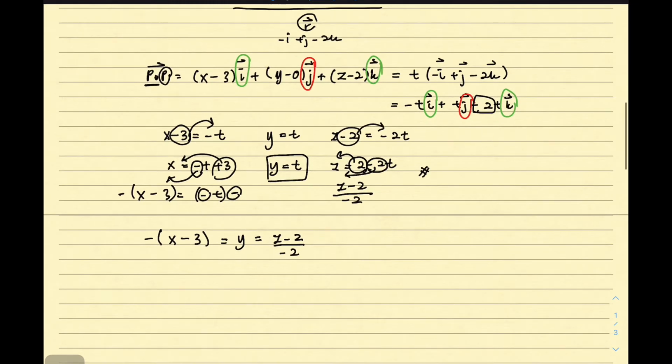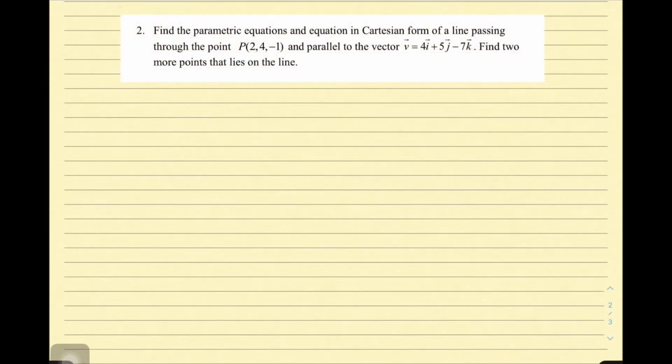Okay, so this is the Cartesian form of the equation of line that parallel to the vector R. Okay, so sama ada awak nak tinggalkan macam ni atau awak nak expand the negative, is up to you. This one is already correct. Okay, kita tengok soalan yang kedua.